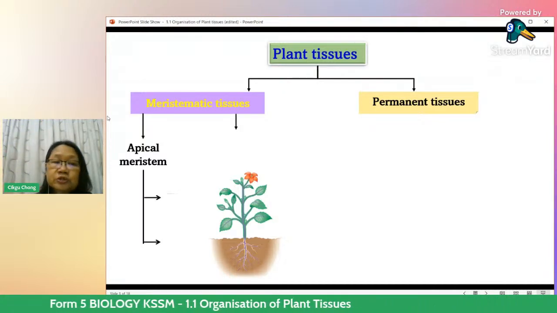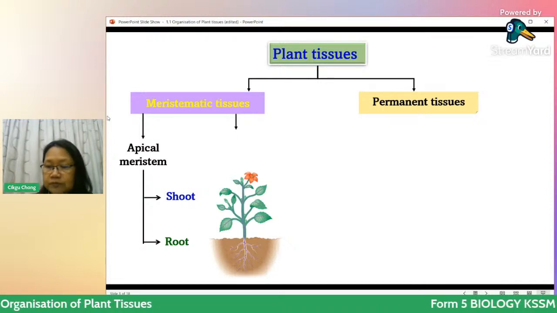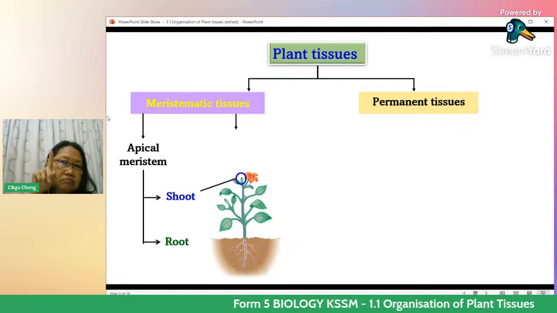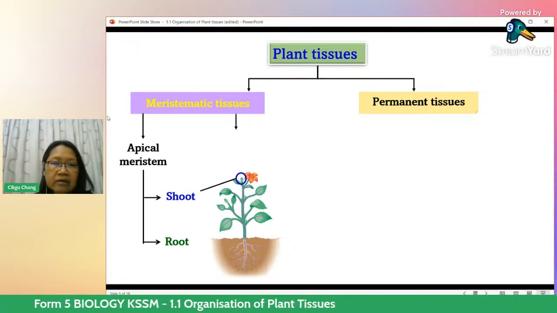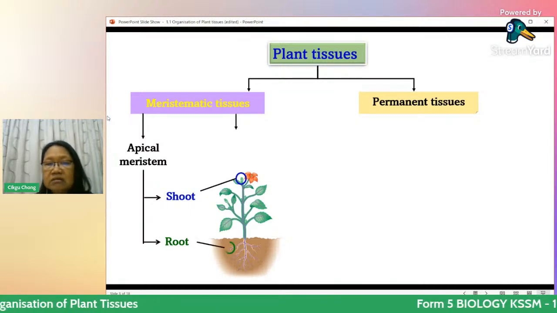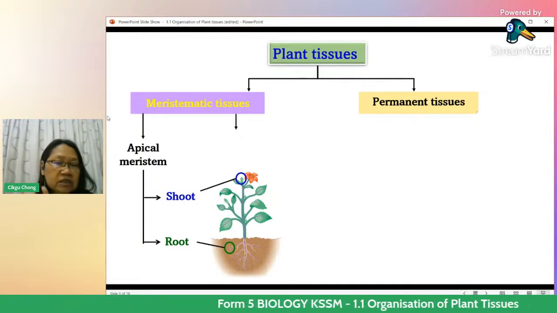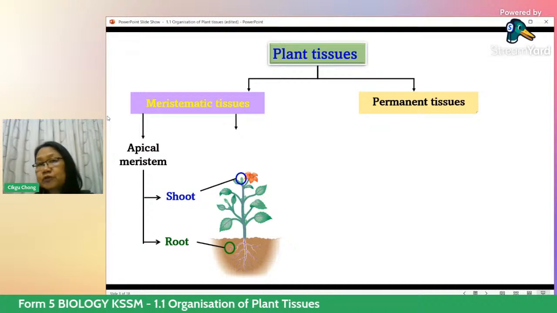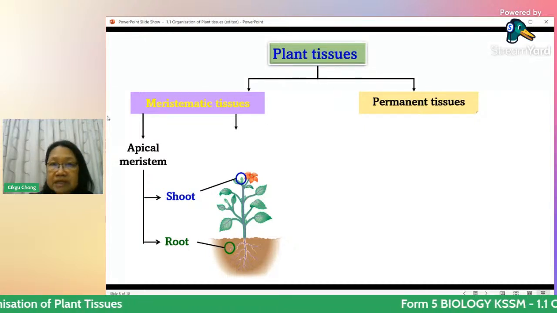One is the shoot. There is apical meristem at the shoot, which is here at the tip, at the ending of that shoot that always goes up towards the sunlight. And at the bottom here, you will have the tip of the roots. Now this one I will explain in detail in my next lesson. So today my focus is on permanent tissues. Next lesson, I will go into the meristematic tissues.